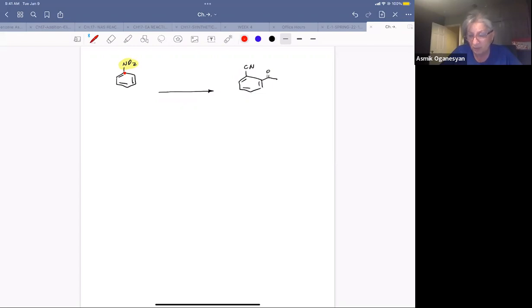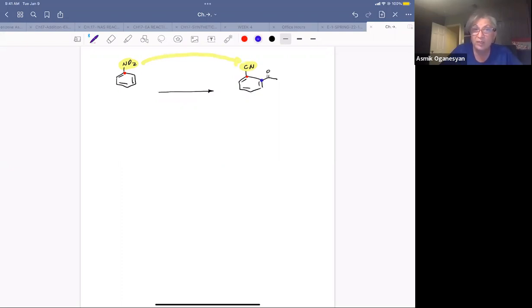What we can see in the product is that on one of the carbons, we have a nitrile, which can be directly produced from the nitro group. So that is one group that can be identified. And then we have another substituent on the ortho position.